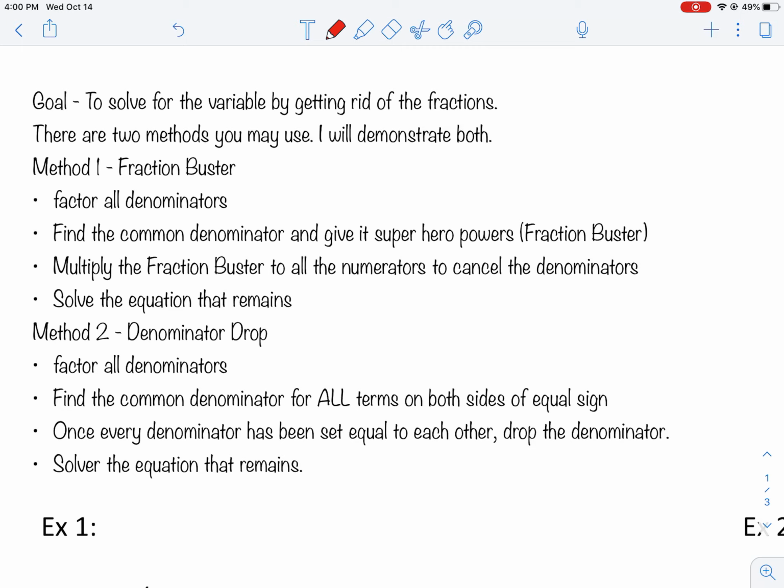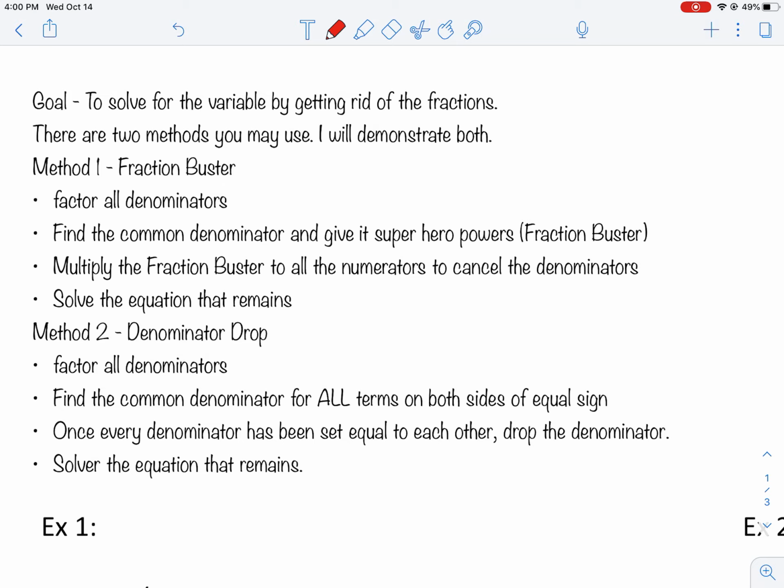It's when you factor all denominators, you find the common denominator and give it superhero powers. We're going to call that the fraction buster. Multiply the fraction buster to all numerators to cancel the denominators, and then solve the equation that remains. You will see what I mean when I try that on example 1. Another method, I'm just going to call it the denominator drop.